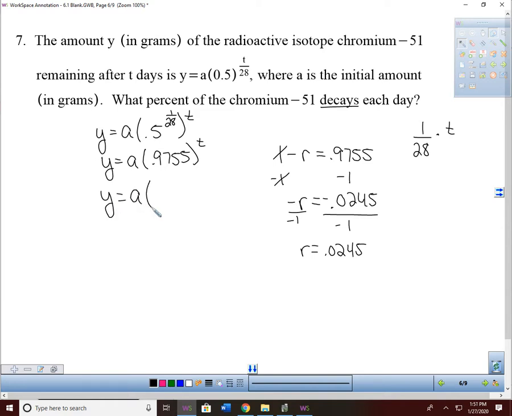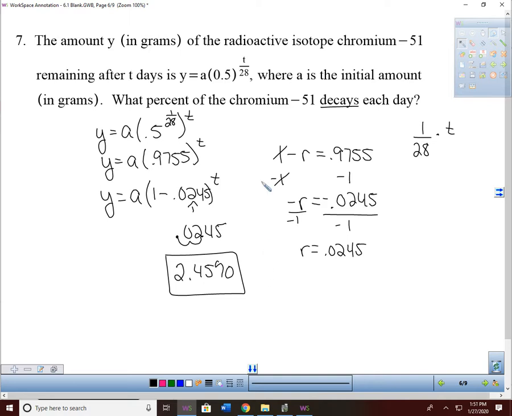I have a times 1 minus 0.0245 to the t. This number right here represents my rate. All right, so if I want it as a percentage, I'm going to take it and move the decimal 2 places to the right. So this would be 2.45%, and that's what they asked. So every day, 2.45% of it decays.